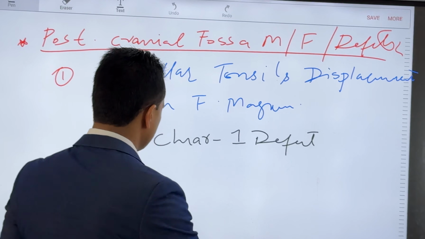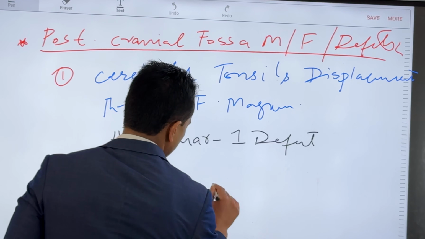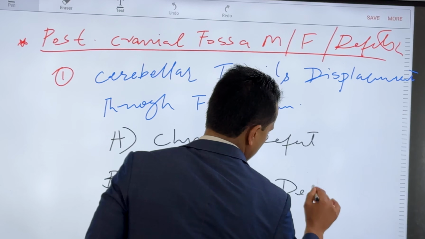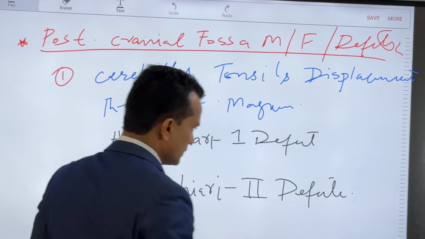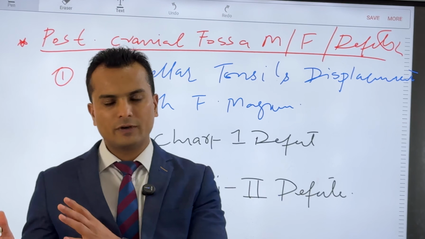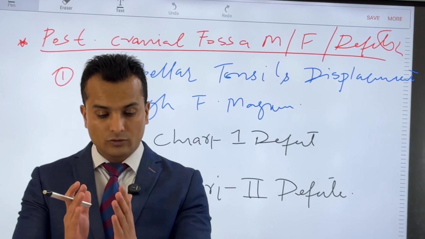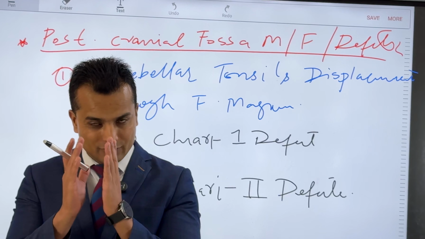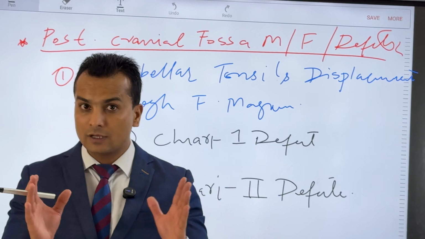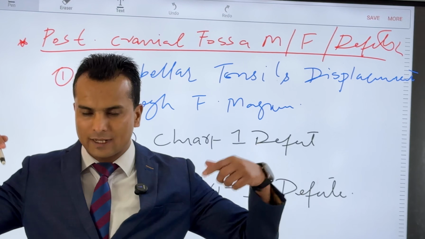So this type of defect is called Chiari 2 defect, or Chiari type 2 defect. Now this is more severe. Why is Chiari type 2 defect more severe? You first have to understand the structure: in front of all these structures there is the fourth ventricle, there is the central canal, and there are some important openings that open into the subarachnoid spaces.